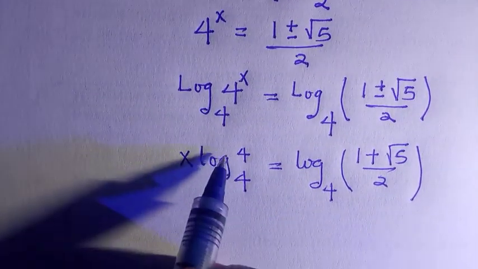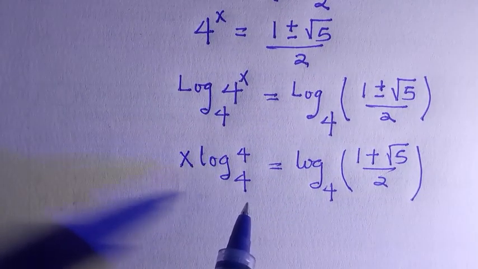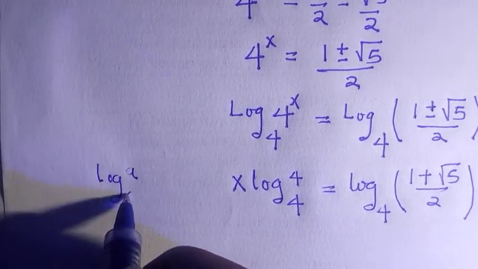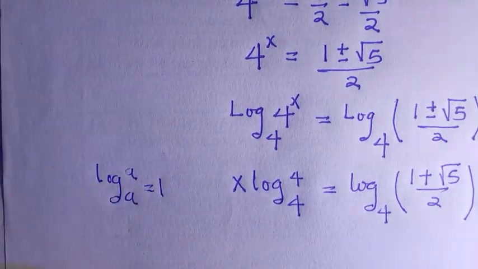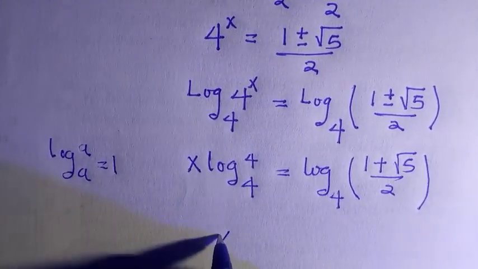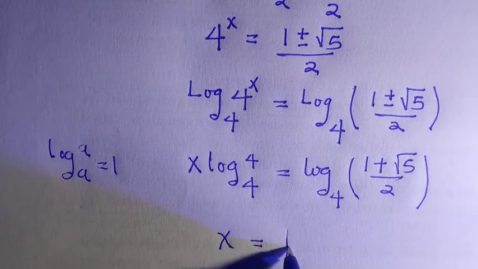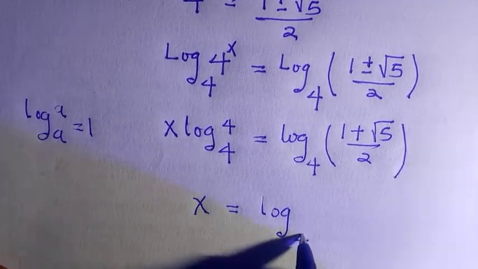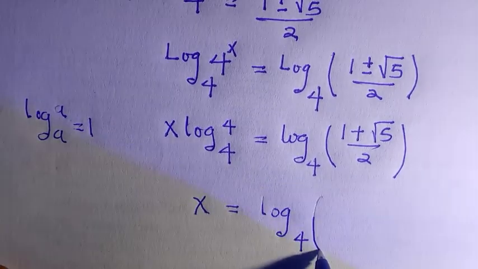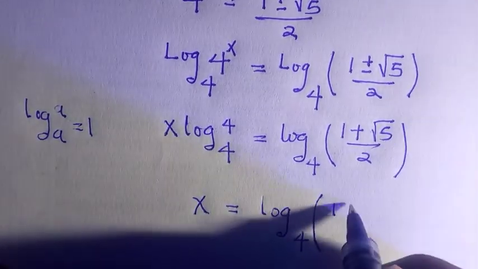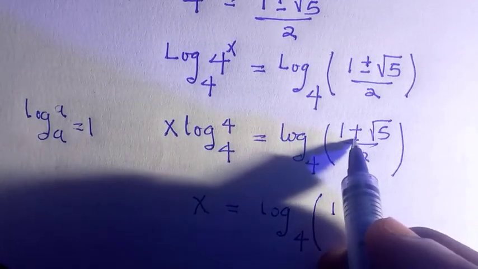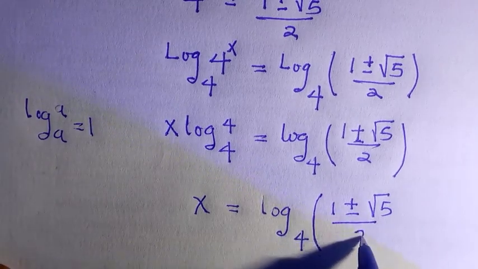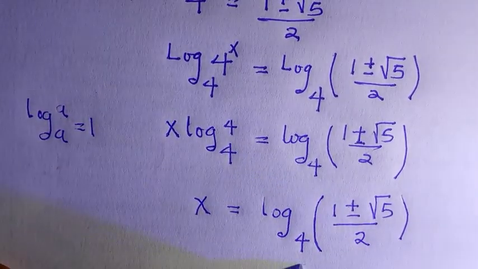And the log of the same base is equivalent to 1. Suppose we have the logarithm of a base a, this is 1. By applying it here, we have just 1, and we have x equals the logarithm of base 4 of, in brackets, 1 plus or minus the root of 5 divided by 2. Here is the result for this, and this is how to do it.